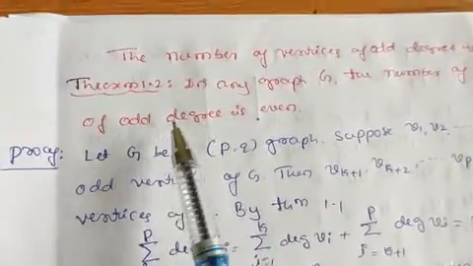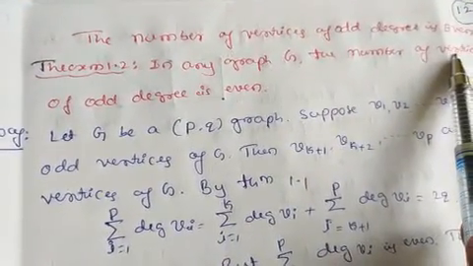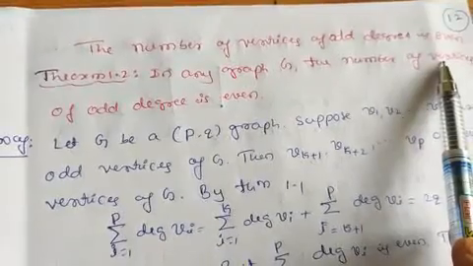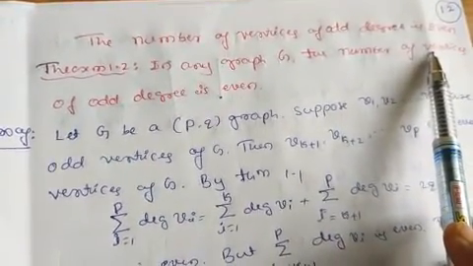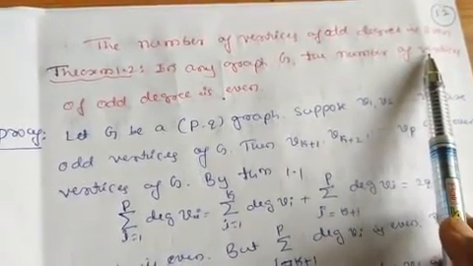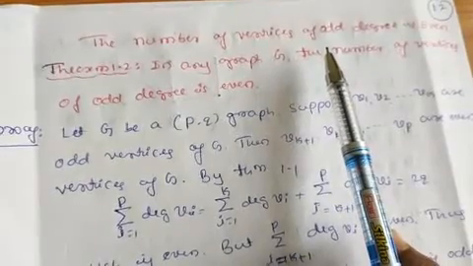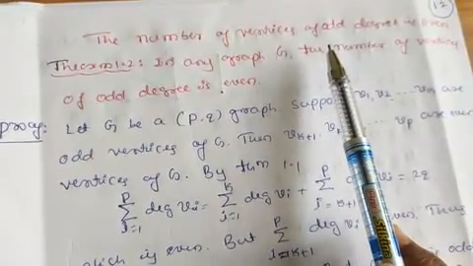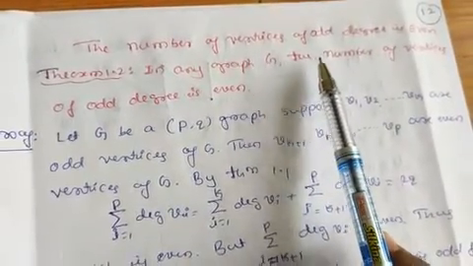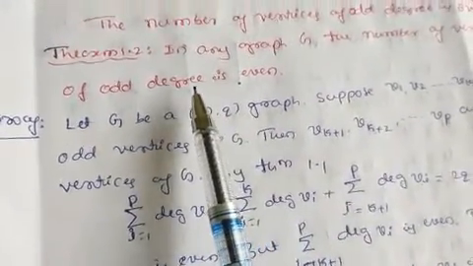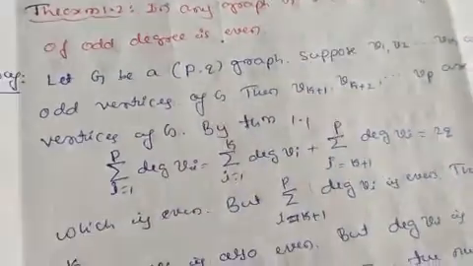Take one theorem. The number of vertices of odd degree is even. So in any graph, the number of odd degree vertices is an even number. Suppose the graph has 5 vertices, then each vertex has a different number of edges. So the number of vertices of odd degree is always even. Take this theorem. In any graph G, the number of vertices of odd degree is even.